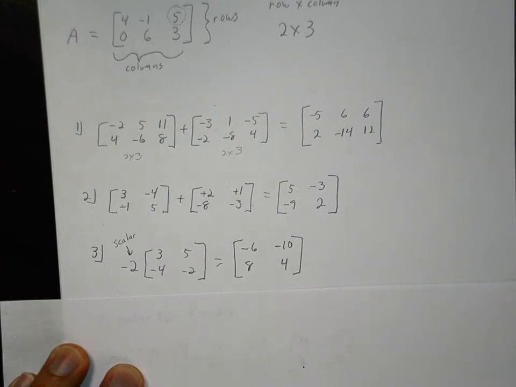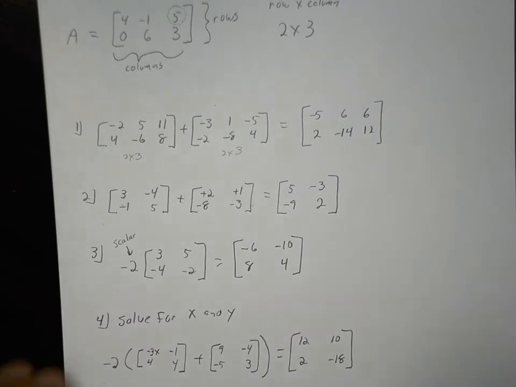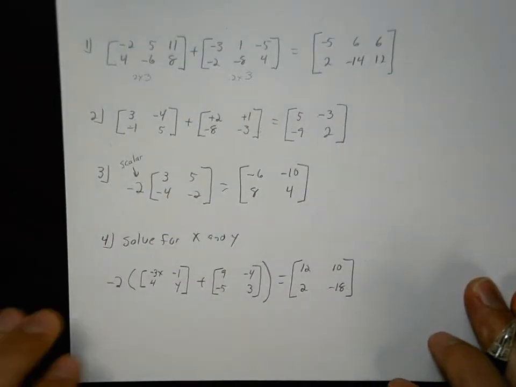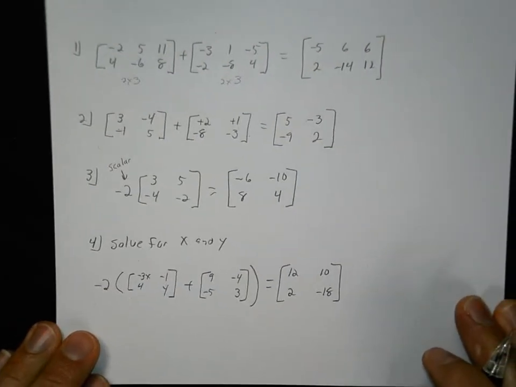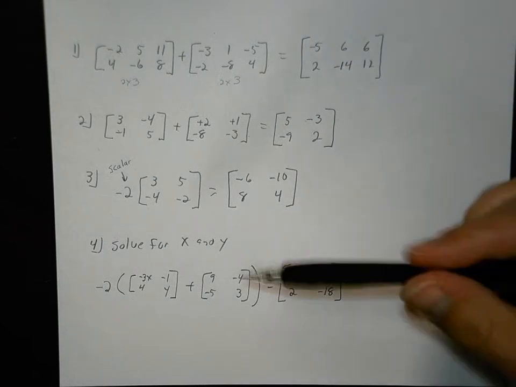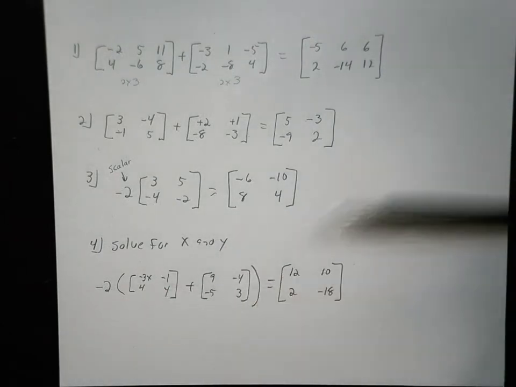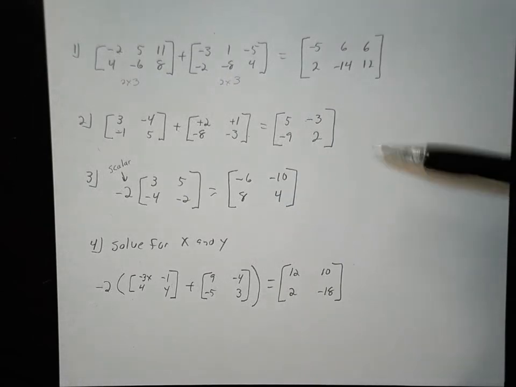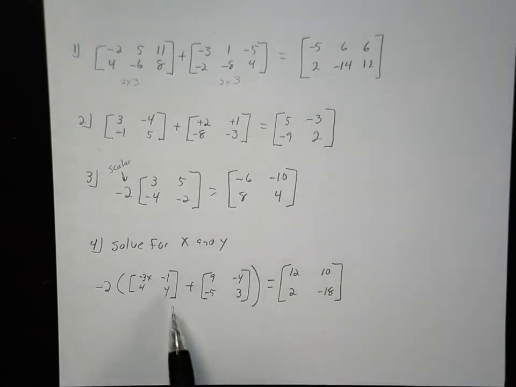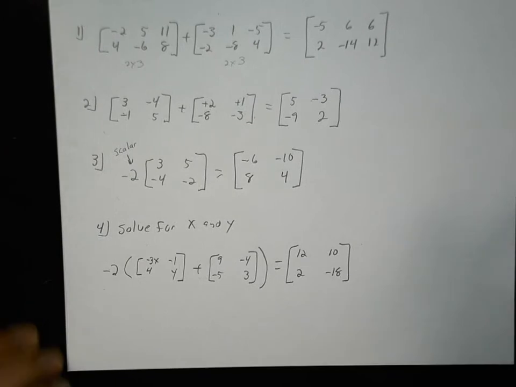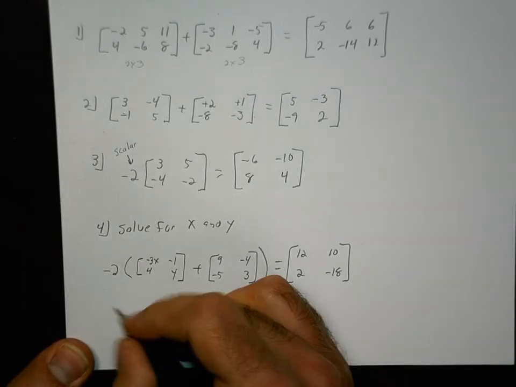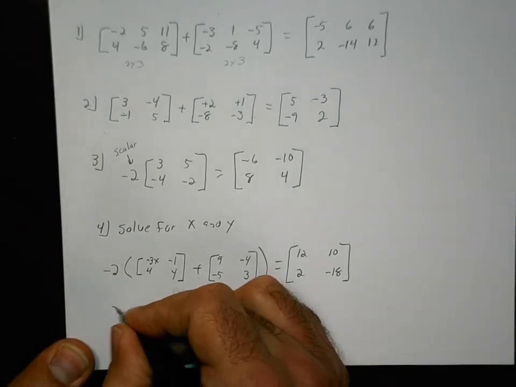Finally, the most difficult part of the section is solving a matrix equation. Okay, so in this case we have an equation that has variables in it that we need to solve, and it's inside matrices. So when we solve this, we need to start with the innermost operation here. So we need to add these two matrices together first. Inside there. This is our scalar out here, so I'm going to leave that out there.